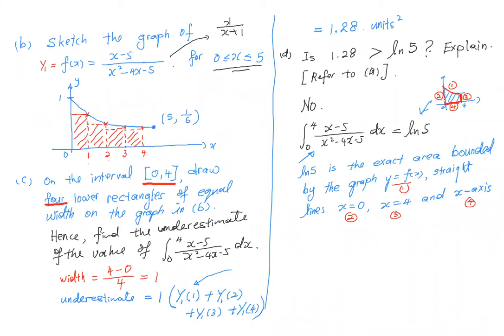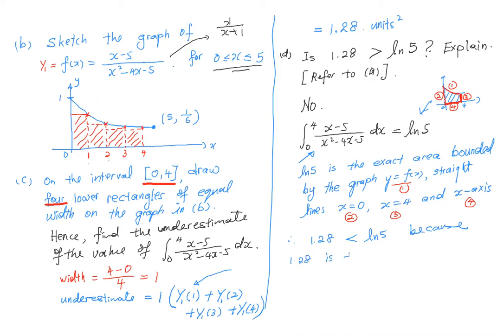To explain this, you have to say ln phi is the exact area bounded by the curve y equal to fx, straight lines x equal to 0, x equal to 4, and the x-axis. Therefore, 1.28 is smaller than ln phi because of a certain part. Okay, because what? Because 1.28 is the underestimate.